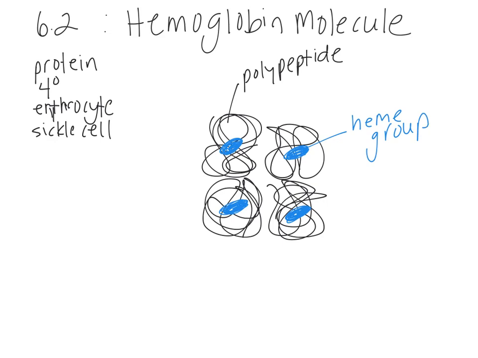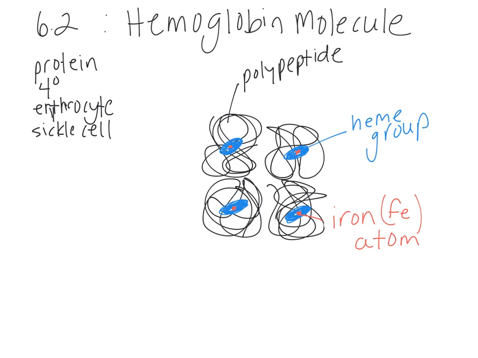In the middle of each heme group is 1 iron atom. 1 iron, or Fe for you chemistry nerds, atom. And this is where the oxygen is actually going to attach within the heme group. And this whole molecule would be called hemoglobin.